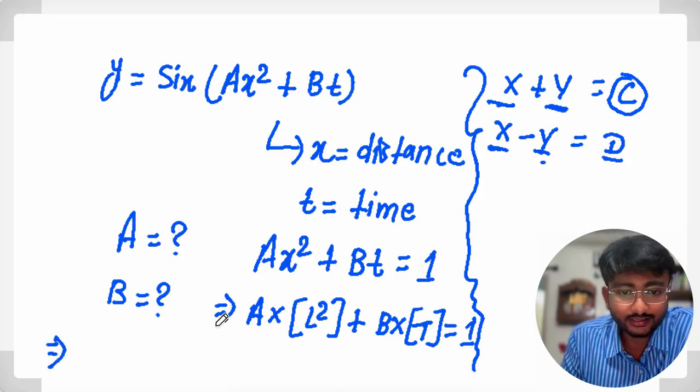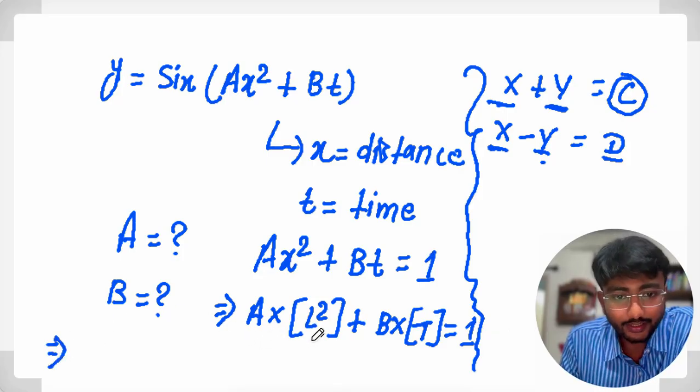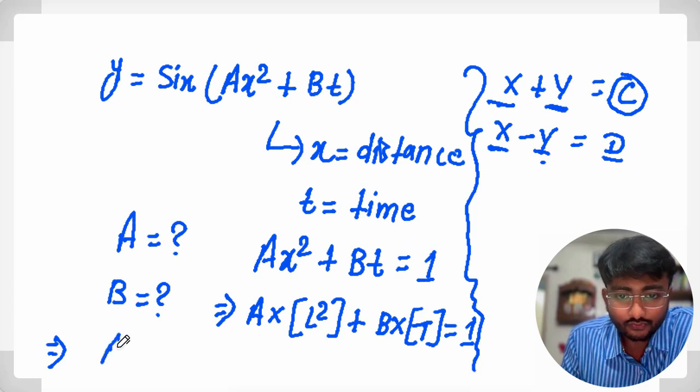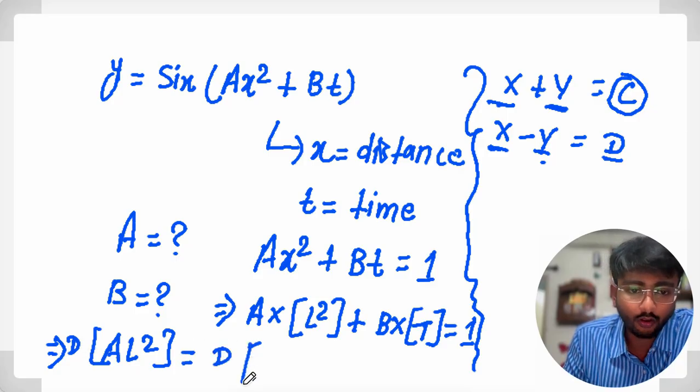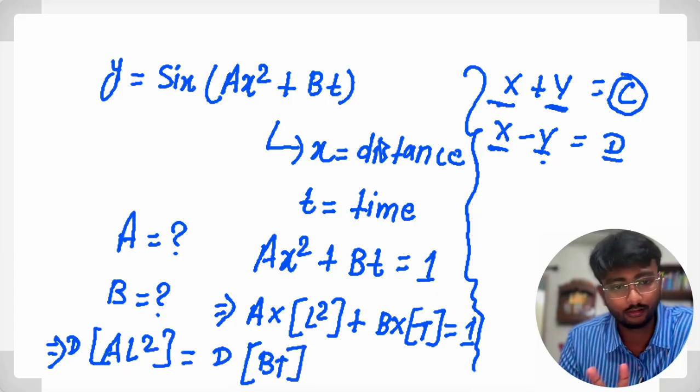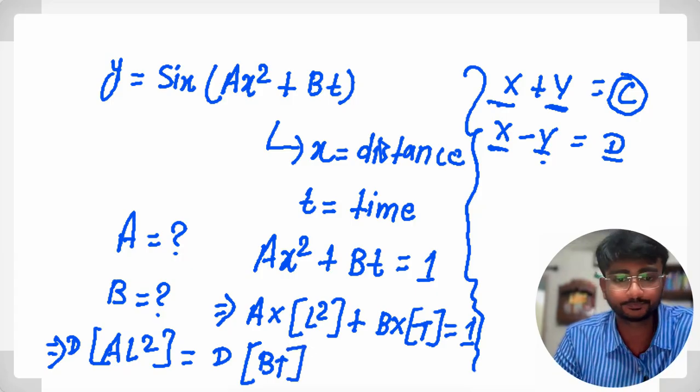Now from here you can understand that the dimension of a x square equals the dimension of b t, right? Means the dimension of these two will be the same.